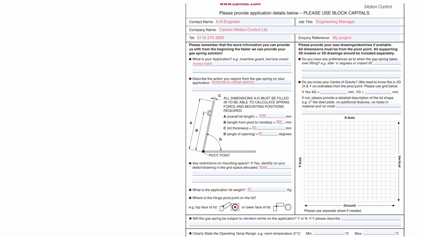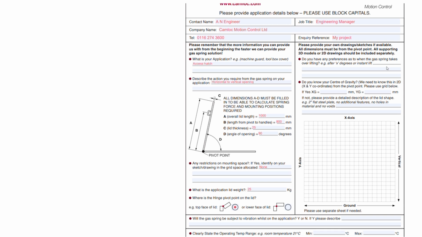So in this section, the first bit is, do you have any preference when the gas spring takes over lifting? So this is where we're trying to describe the phenomenon of instant lift or after so many degrees. If you think in an application such as a car boot, for instance, where you have gas struts on there, you don't have instant lift on there. You physically have to lift it up by 5, 10, 15 degrees before the gas strut takes over, and it's this kind of information that we need to see here if you want that kind of behaviour to the gas strut.